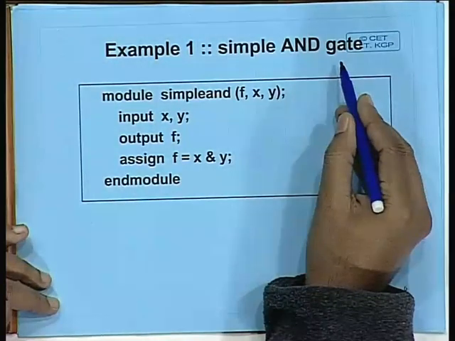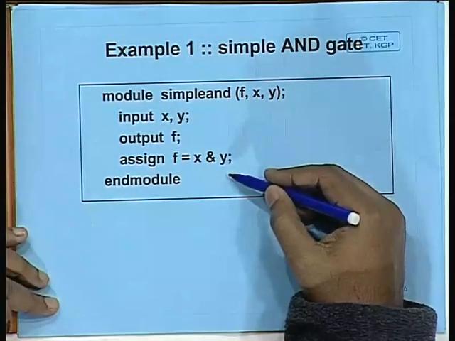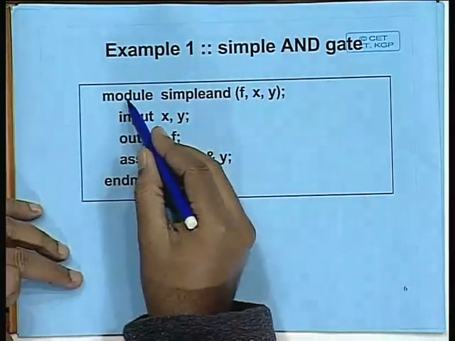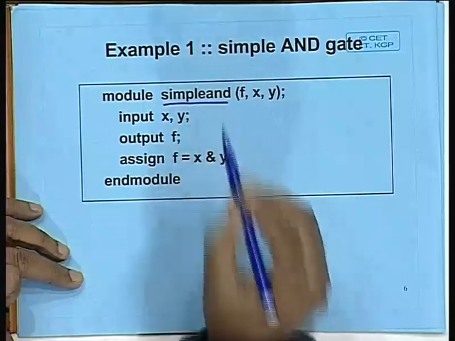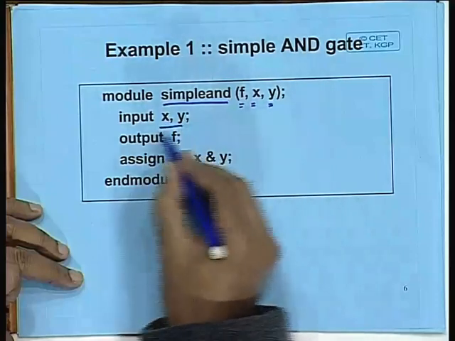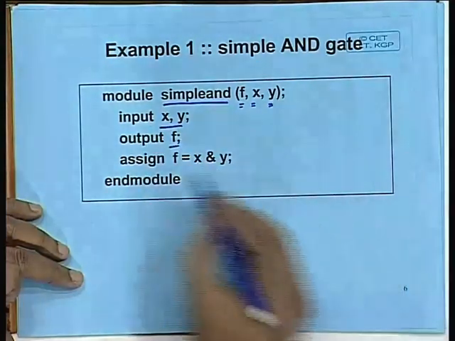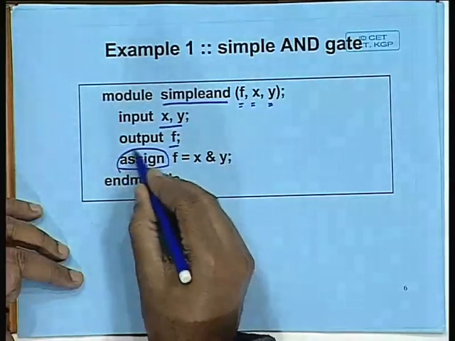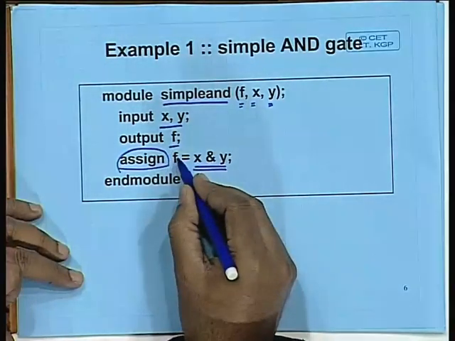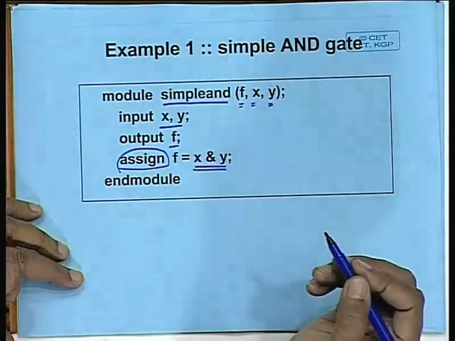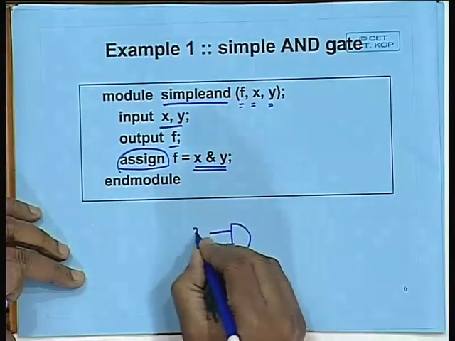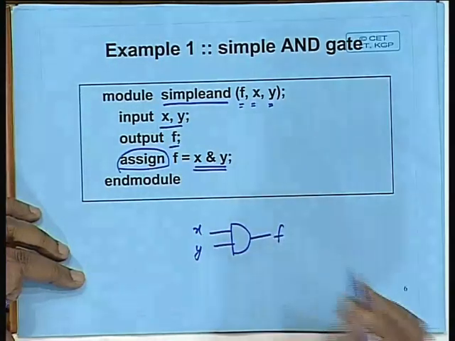Start with a simple AND gate, which was specified in terms of the behavior. Just to correlate with the previous example: module, endmodule, this is the name of the module, these are the parameters. Two of these I am specifying as input, one I am specifying as output, and assign is a keyword. This assign says that you evaluate the right hand side and assign it to the variable f. So this will typically be synthesized by an AND gate with x and y, and the output will be driving f.